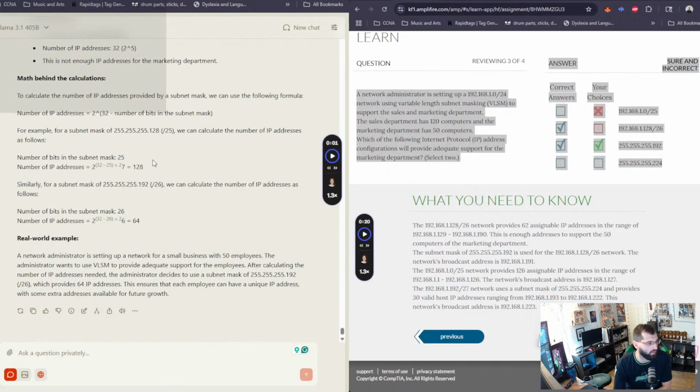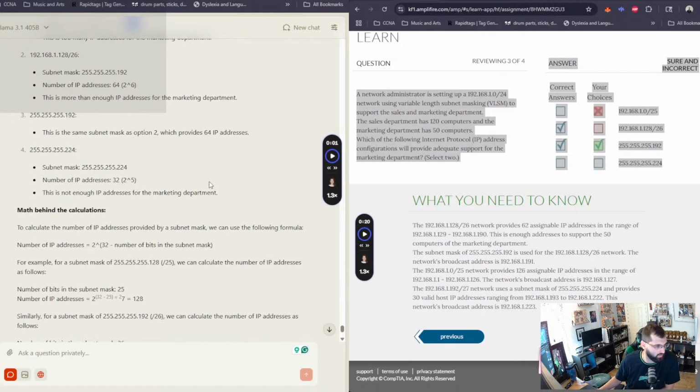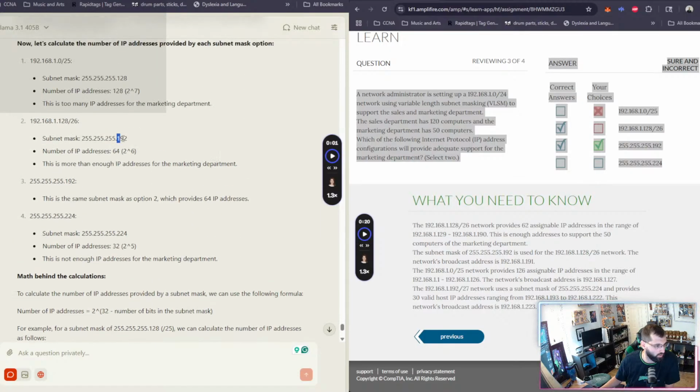The math behind it. To calculate the number of IP addresses provided by a subnet mask, we can use the following formula. Number of IP addresses equals 2 caret 32 minus number of bits in the subnet mask. So that's what it is. 32 subtract 192 must be 64.